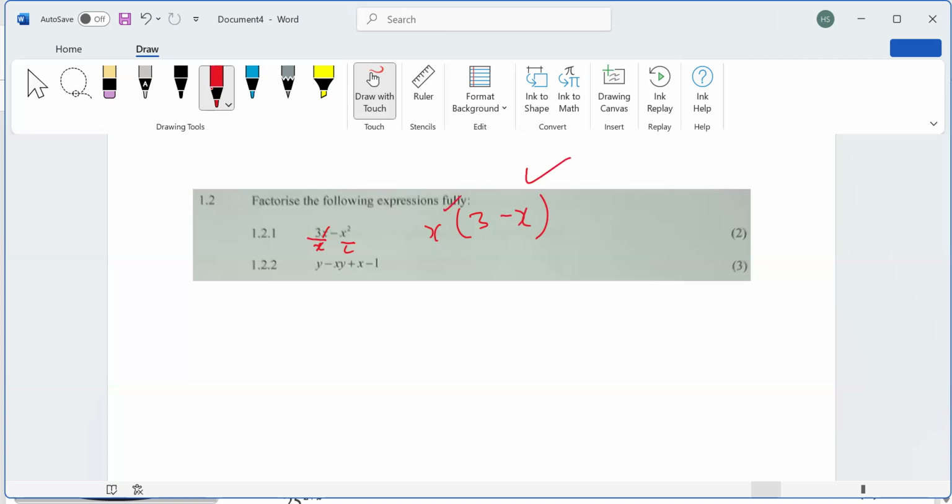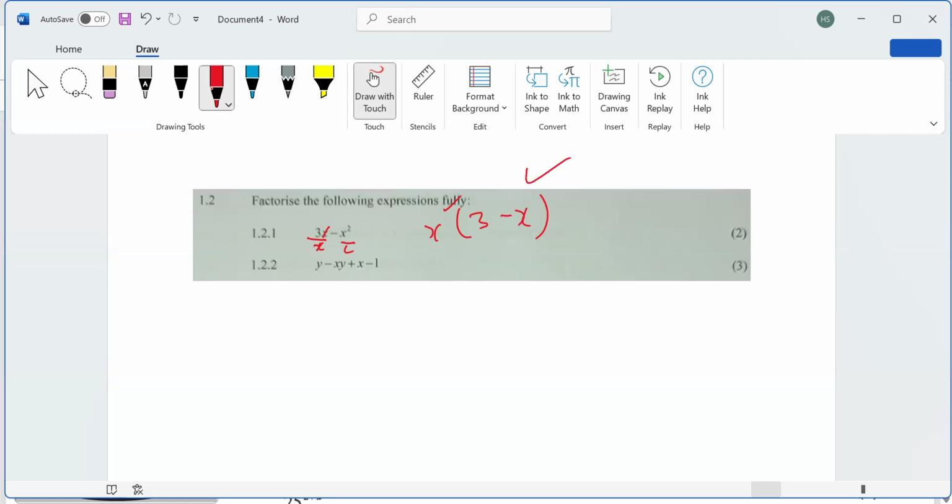Let's look at 1.2.2. How many terms do we see there? It's 4 terms. Usually if there are 4 terms, you are going to check if there are any like terms. What are the like terms? How many like terms can you add there? There are no like terms. Since there are no like terms, we're going to check if there's anything common between our 4 terms. You take any 2, you group them, and then you check if there is anything common.